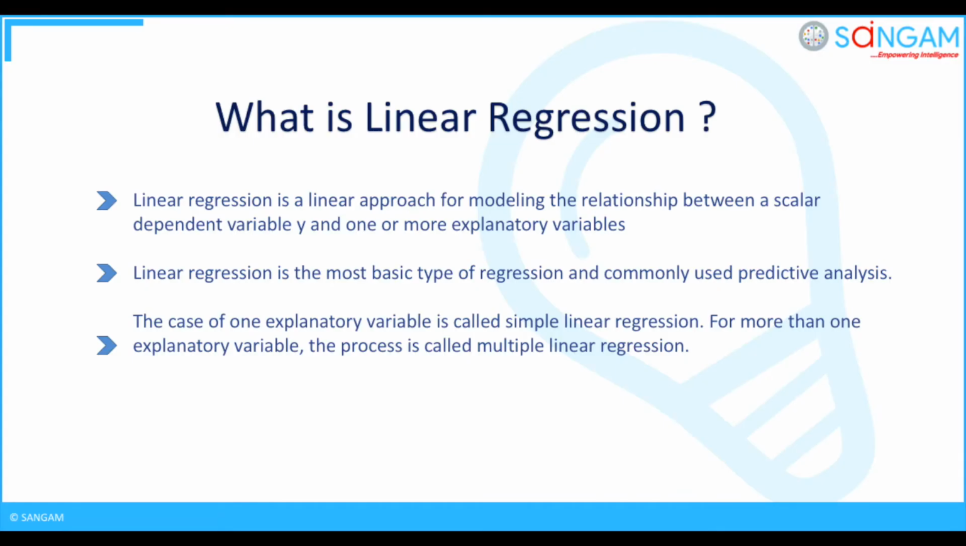What is linear regression? Linear regression is a linear approach for modeling the relationship between a scalar-dependent variable y and one or more explanatory variables. Linear regression is the most basic type of regression and commonly used predictive analysis. The case of one explanatory variable is called simple linear regression. For more than one explanatory variable, the process is called multiple linear regression.